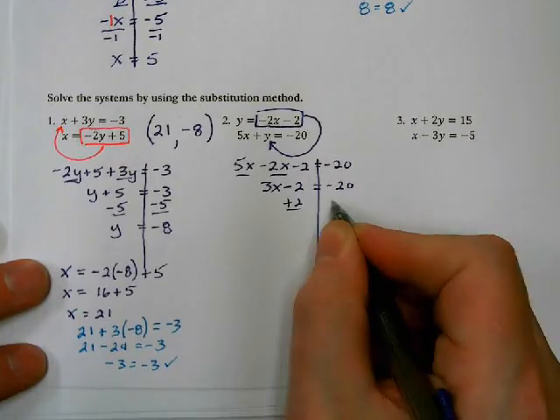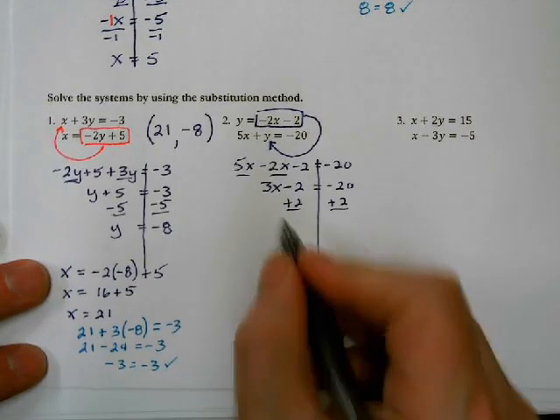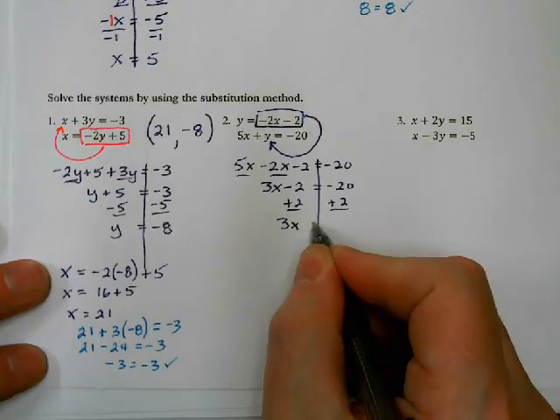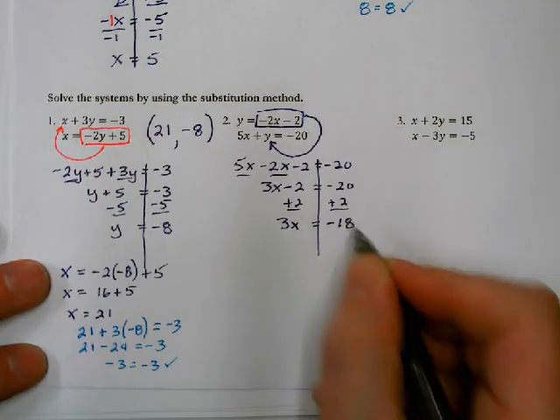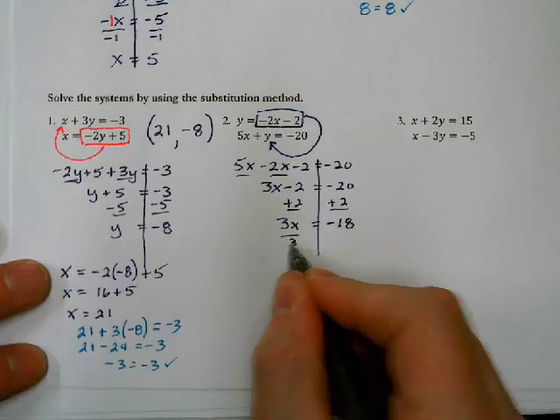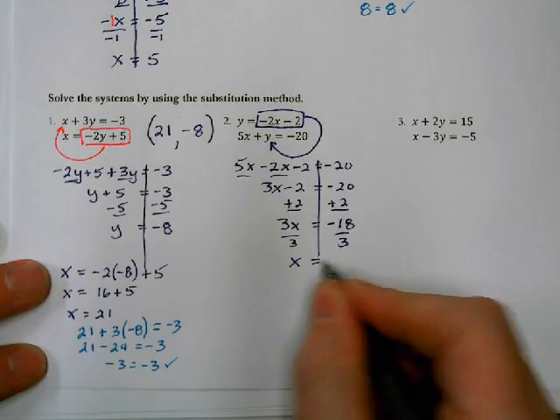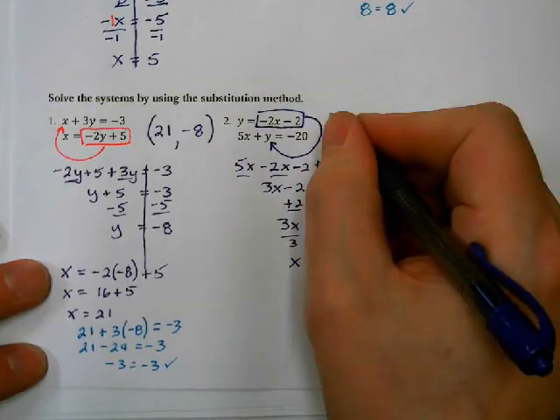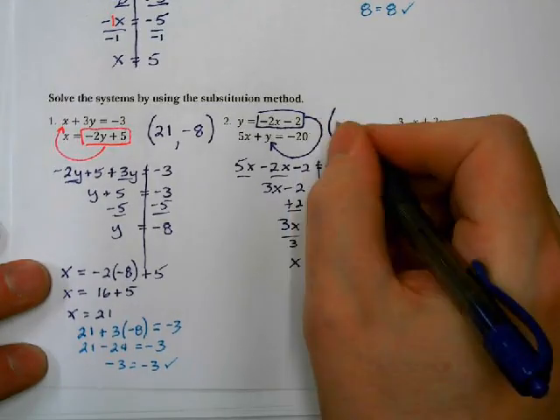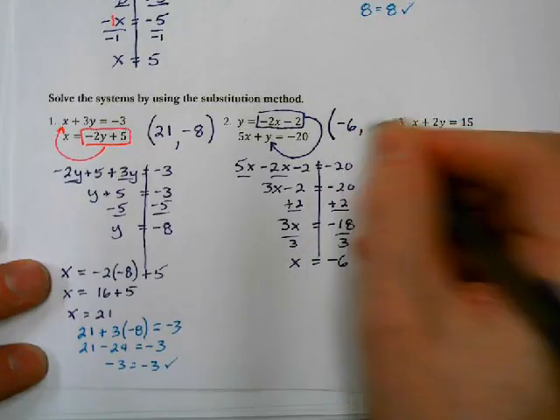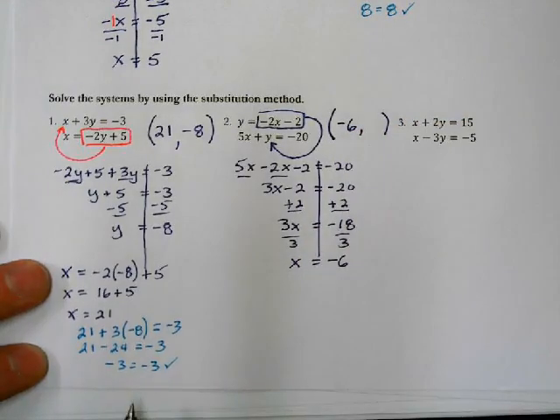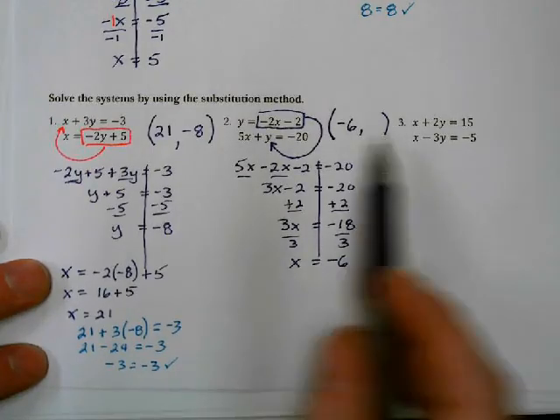That gives me 3x is equal to negative 18. I'm going to divide by 3, use my division property of equality, and I get x is equal to negative 6. But I know that's not just my answer, that's half my answer. That's the x value of my answer. Now I substitute a second time in order to find out what y is. I think the top equation is the easier one to substitute into.